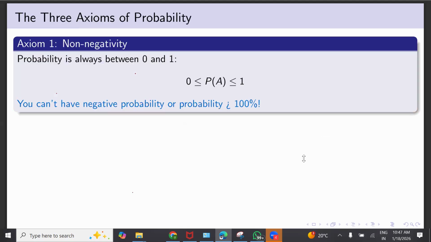So now we have enough background knowledge of events, sample space, experiment. Now we'll move to the 3 axioms of probability. So what are they? Axiom number 1, non-negativity. Probability is always between 0 to 1. So it means you cannot say that I will write the UGC NET June 2026 exam and there is a negative 100% probability.